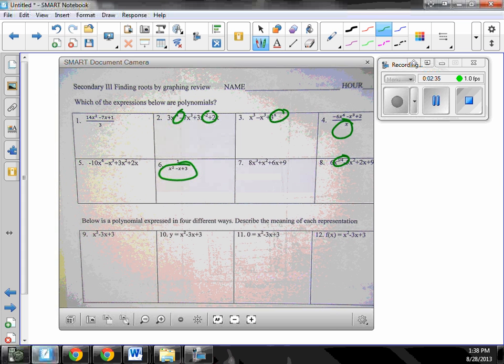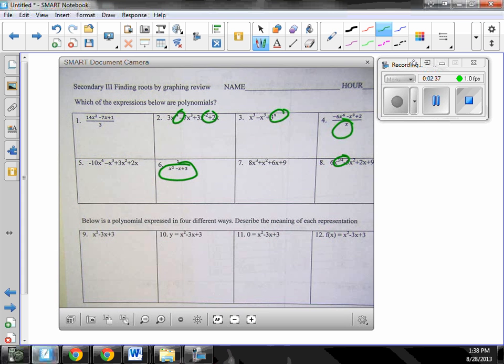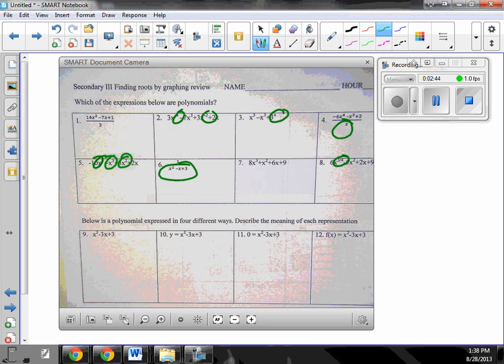Okay? So basically, as long as you have x to the 4th, x to the 3rd, x squared, x, you can skip numbers, but nothing crazy can happen in the exponents. No negatives, no fractions, no square roots, no x's in the denominator, then it's considered a polynomial.